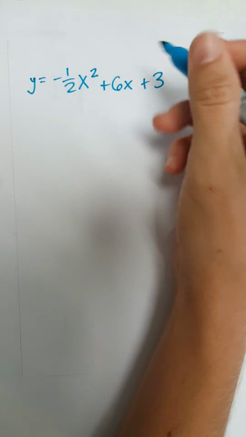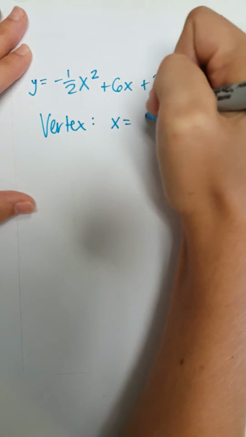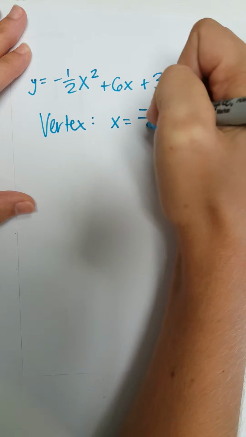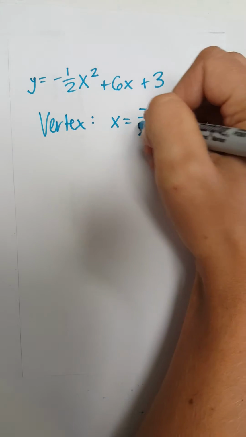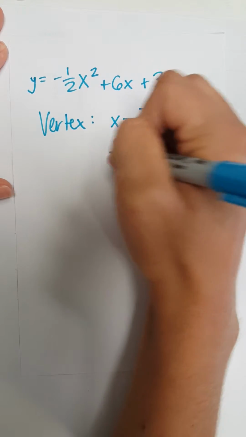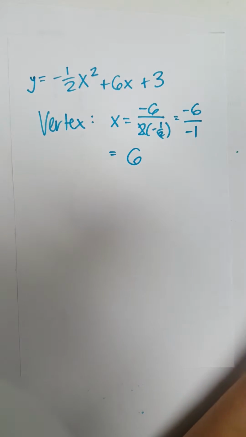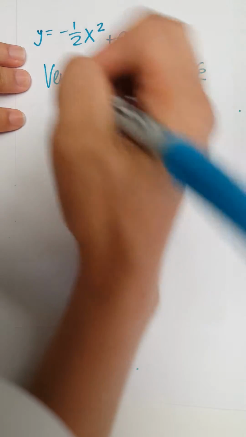Okay, so find the vertex. X equals -b over 2a, so -6 over 2 times -½. Well, 2 times -½, they're just going to cancel each other out, and we're going to get -1. So the x value of the vertex is +6. So you should have gotten that. So now we find the y value.